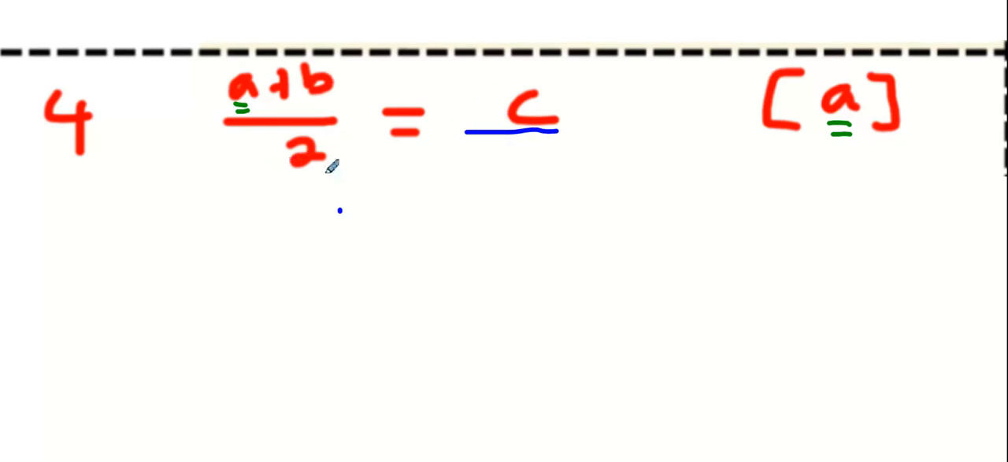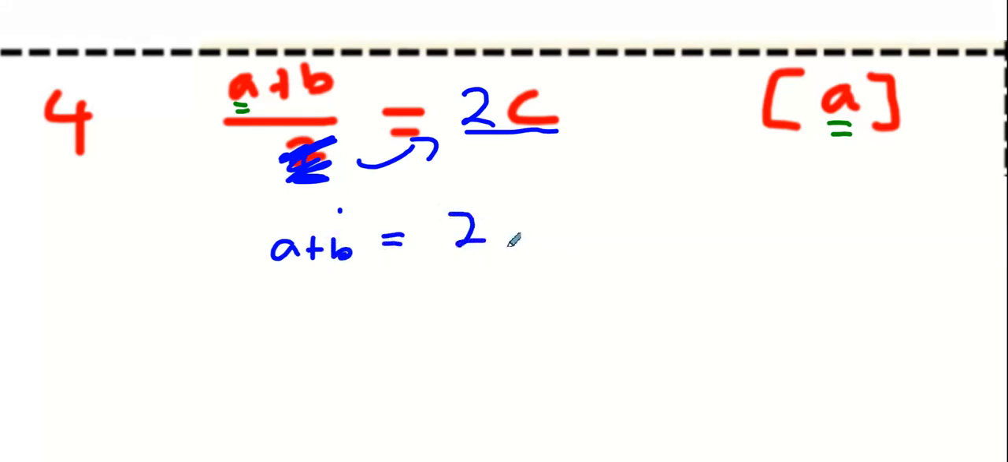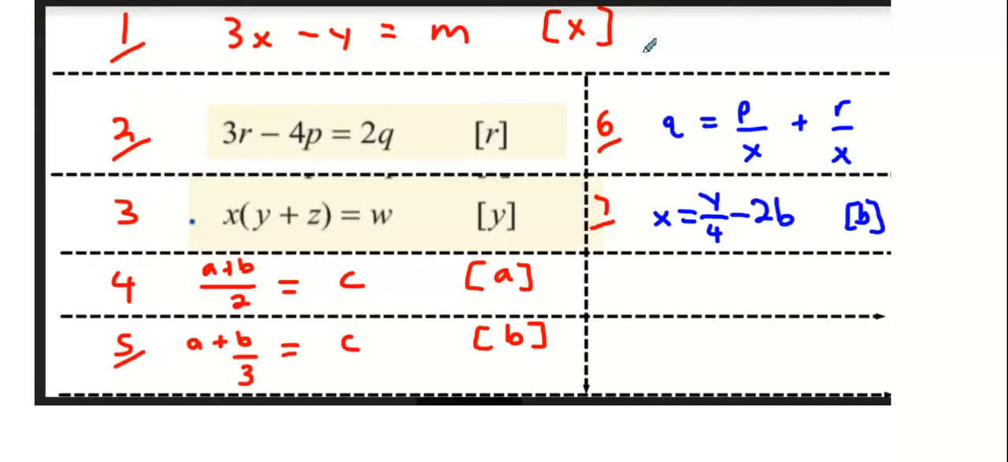Another way of looking at it is, if this is division by 2 on the left, it will be multiplication of 2 on the right. Either way, all roads lead to a plus b equals 2c. We're trying to get the a on its own. The a is currently on the left, so if we move the b from the left hand side to the right hand side, a plus b on the left will turn into a minus b when it transfers to the right. And there we go, we get a equals 2c minus b. Okay, question 5.